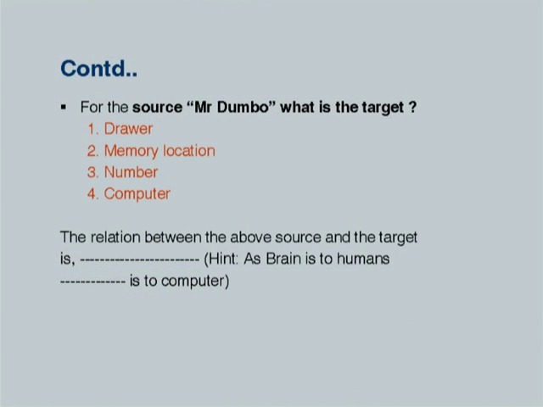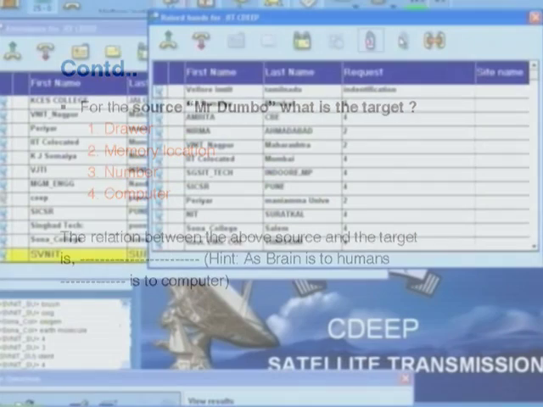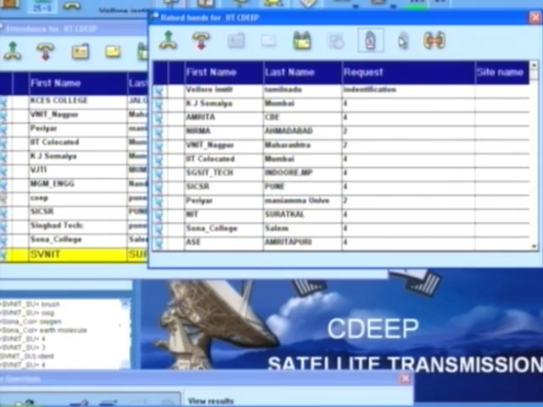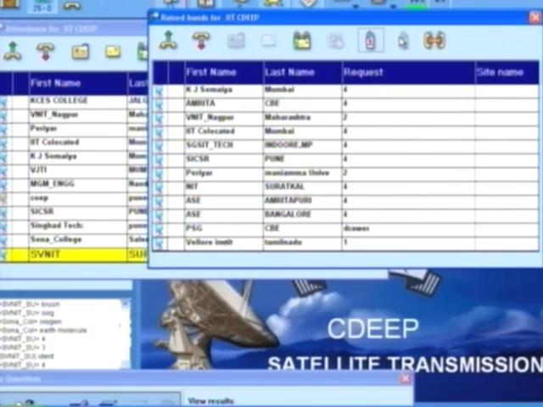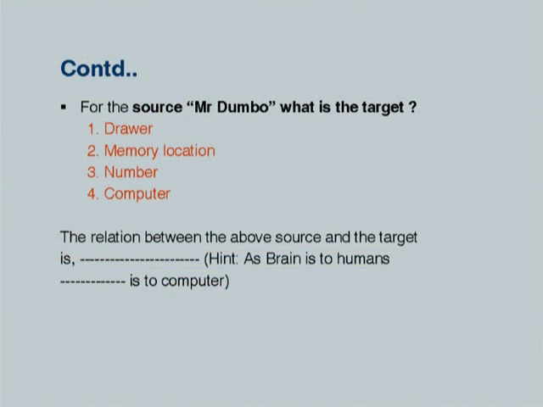The third one is in the same visualization. For the source, Mr. Dumbo, what is the target? Drawer, memory location, number, computer. I think KJ Somaya gets it first, Mumbai. Fourth is the option. Mr. Dumbo is the source and the target happens to be the computer.